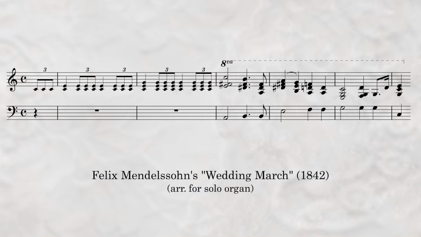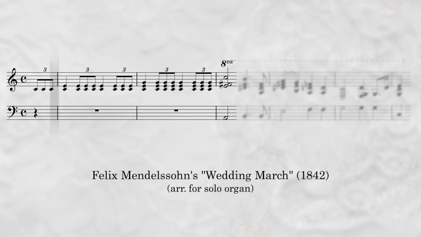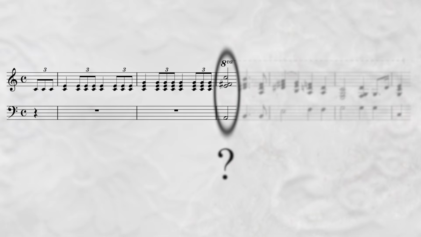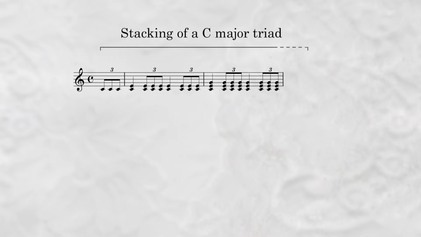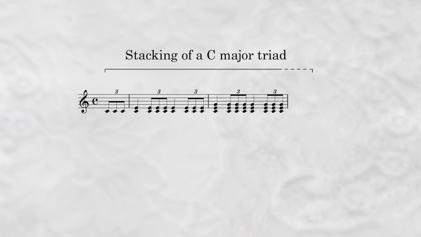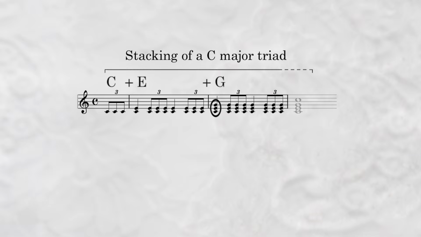Felix Mendelssohn composed wedding music for A Midsummer Night's Dream in 1842, and this particular piece is still in widespread use at weddings that take place in a church. For now, I only want to play for you the first half of the phrase. It's important how this unusual chord is set up. There's a stacking up of a C major triad, and it sets up an expectation that the melody will continue the arpeggiation from C to E to G and then to C.